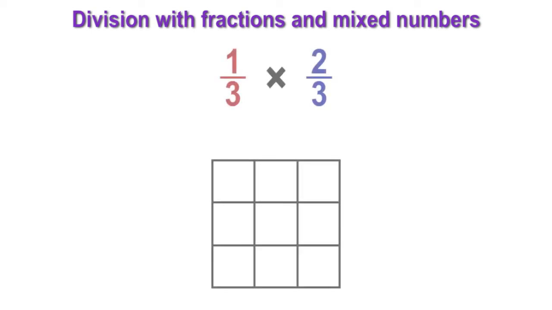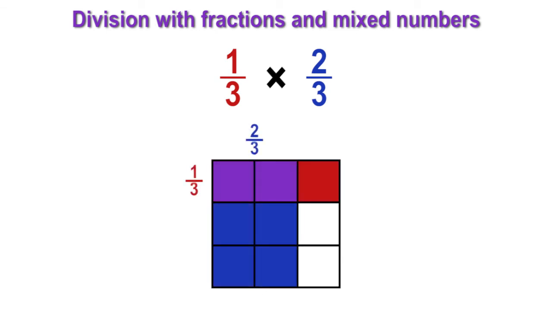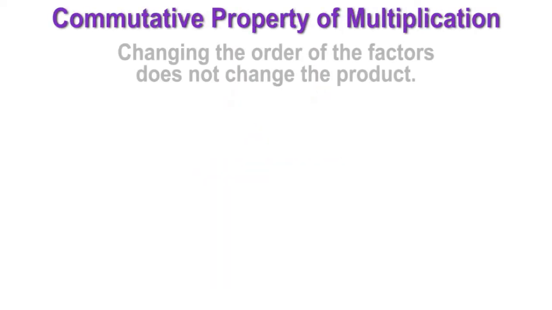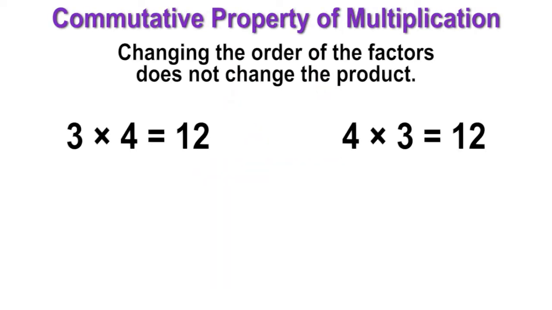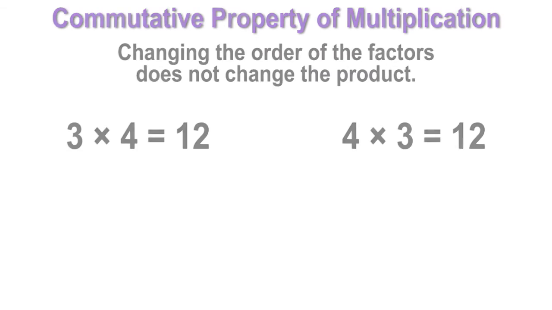Students will then apply this same concept to fractions and mixed numbers. For example, here is 1/3 times 2/3. 1/3 is shown on the side and 2/3 is shown across the top. Students will use their knowledge of the commutative property of multiplication and apply it to fractions, and they will reason about the product compared to the size of one factor based on the size of the other factor.